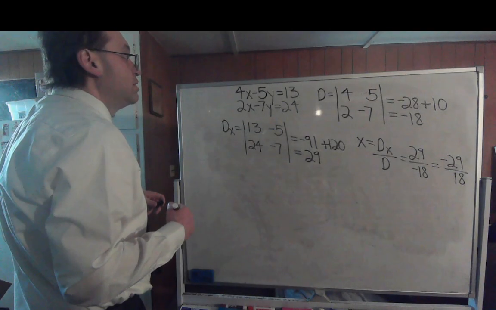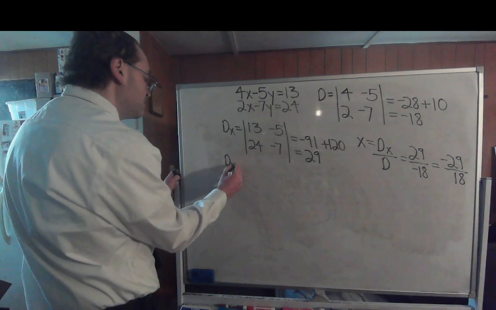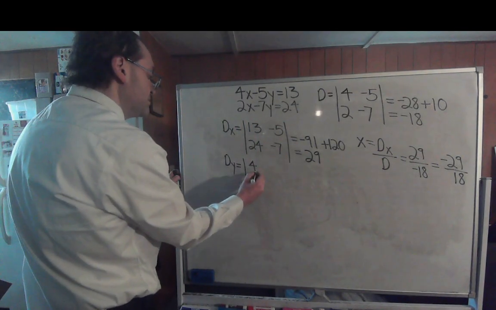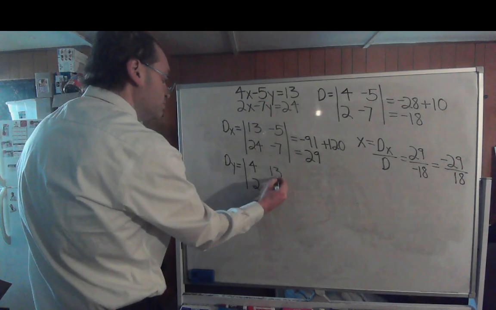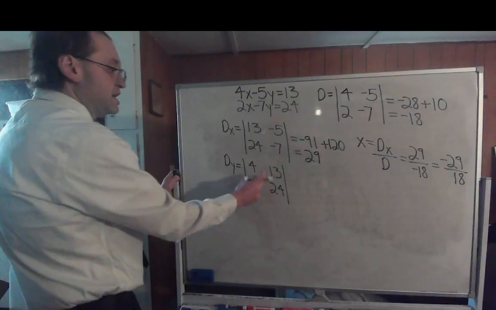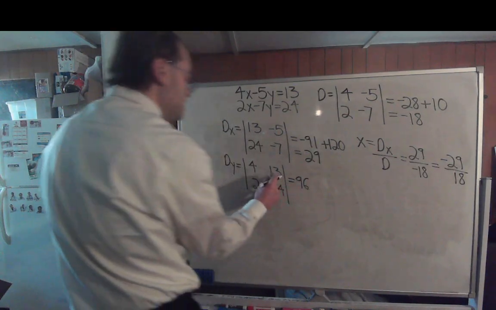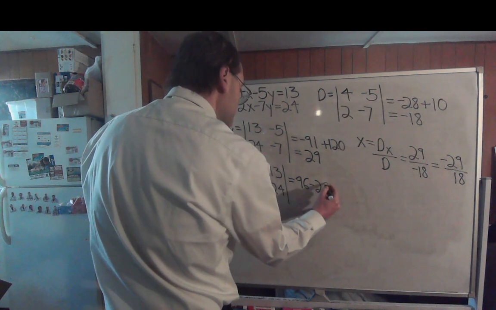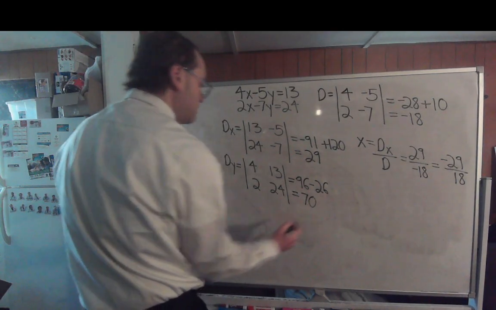Now, what about y? So let's do d sub y. That would equal, of course, leave your x coefficients alone this time, the 4 and 2, but replace your y coefficients with 13 and 24. So what's 4 times 24? Well, that's going to be 96. Minus 13 times 2, well, that would be minus 26. 96 minus 26 is 70.